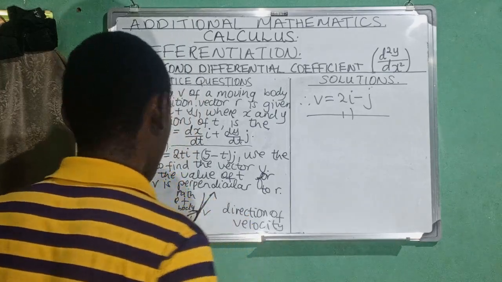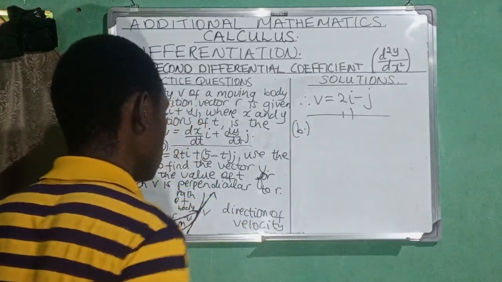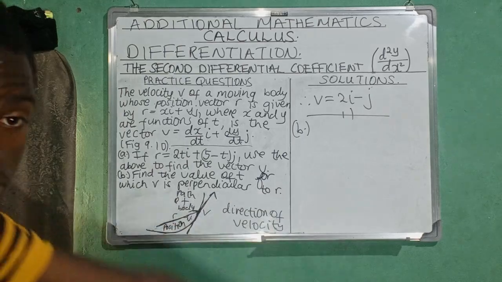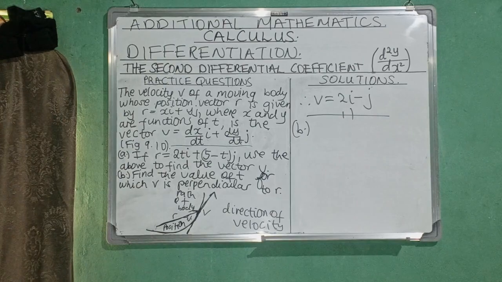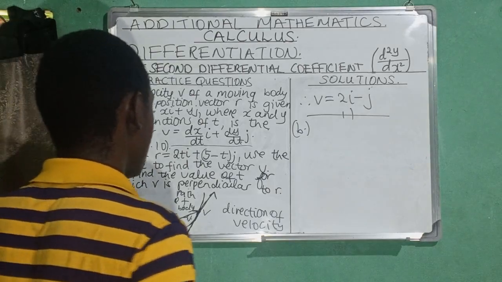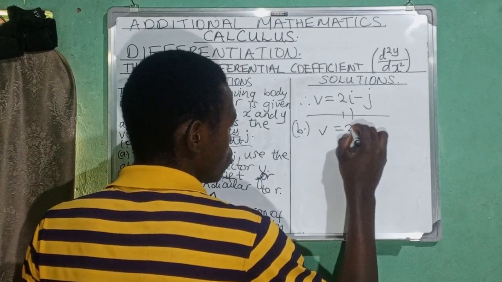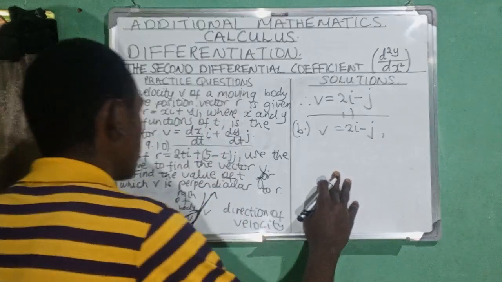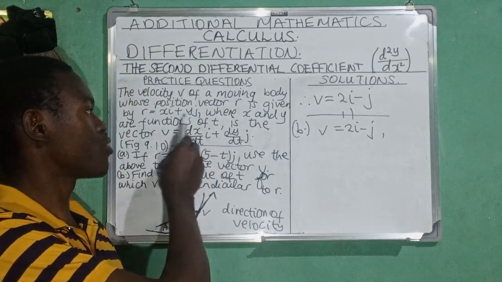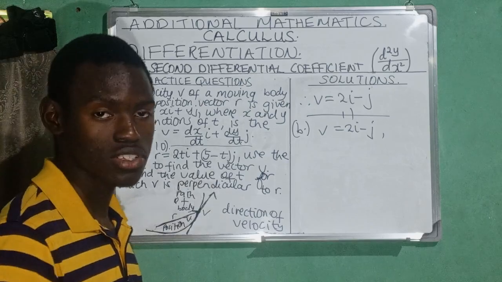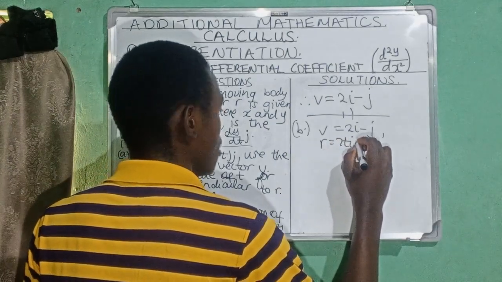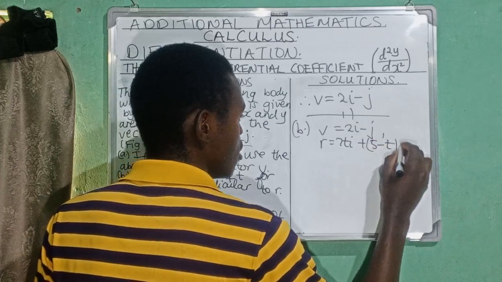For our b, they are saying that we need to find the value of t for which vector v is perpendicular to vector r. So to find the value of t, we are going to say vector v, the one that we have found, is 2i minus j. Then vector r is this one. We're not going to use this one here where there was x and y. We're going to use this one having t because they want us to find the value of t. So r is equal to 2ti plus (5 minus t)j.